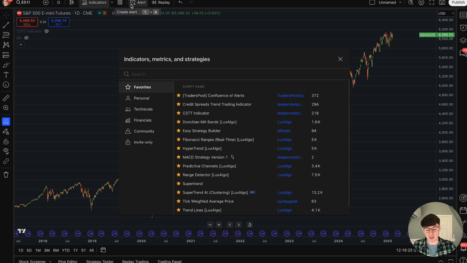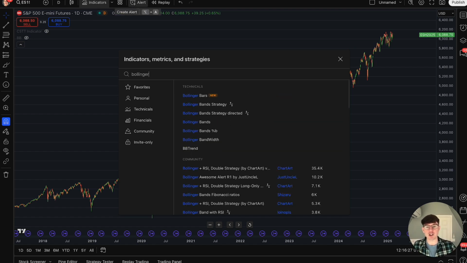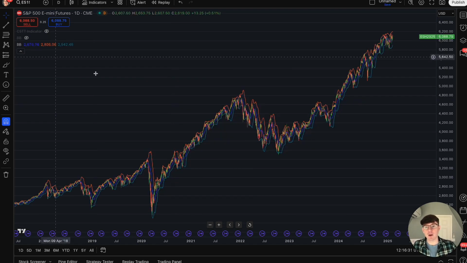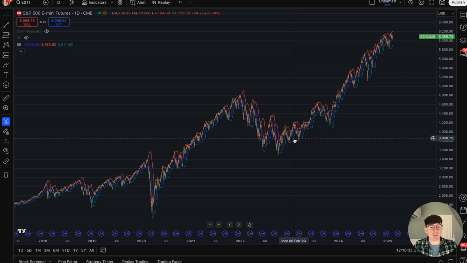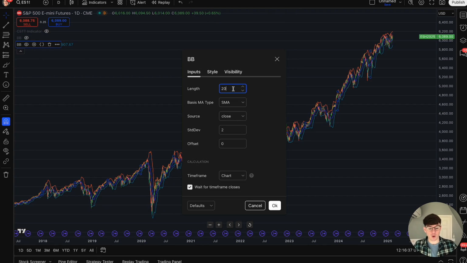It is called Bollinger Bands. From here, most people use the settings like this, but I'm going to show you a tweak that most people don't know. If you go into the settings, you can change the 20 to 200, and this is going to change everything for you, okay?